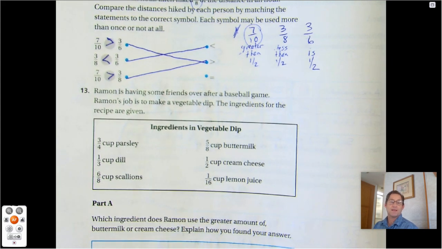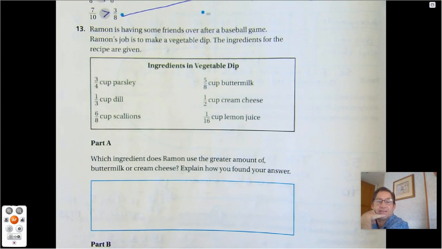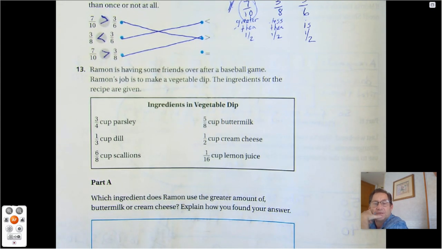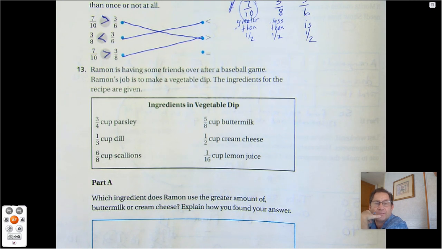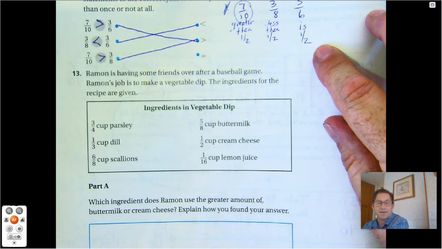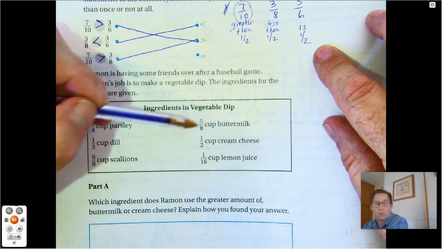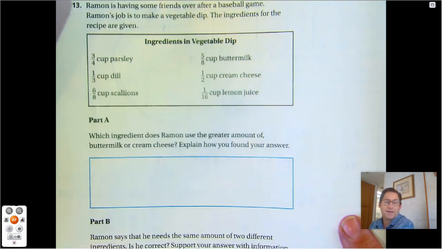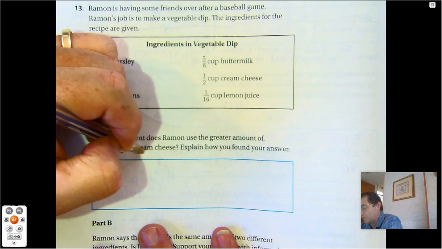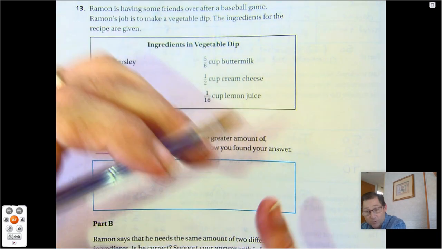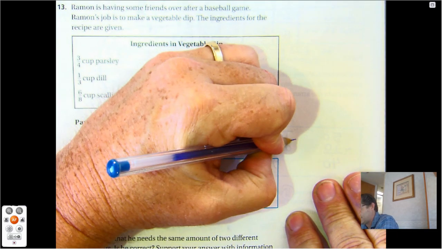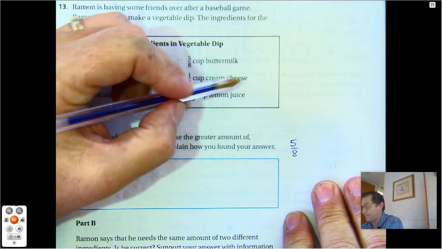13. Ramon is having some friends over after a baseball game. Ramon's job is to make a vegetable dip. The ingredients for the recipe are given below. All right, so we know that these are the ingredients, and they're all in cups, and they're all less than 1 whole, so they're fractions of a whole. Which ingredient does Ramon use the greater amount of? Buttermilk or cream cheese? Okay, so we don't need to worry about anything that's not buttermilk or cream cheese. Buttermilk is 5/8 cup. Cream cheese is 1/2 cup.